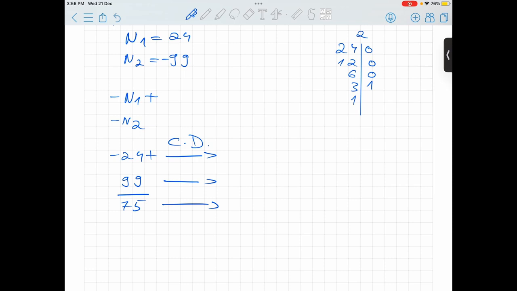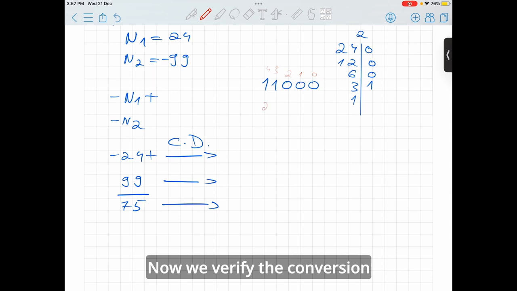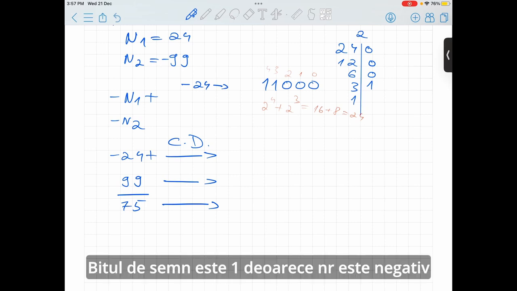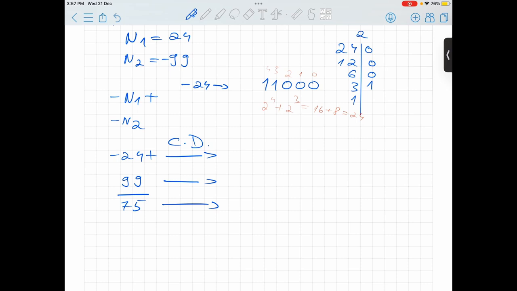Okay, so the result is 1100. So it is equal to 2^4 plus 2^3, so 16 plus 8, it is 24. So the computation is correct. And because it is minus 24, we also have to include the sign bit and also the other bits until we reach 8 bits. So this would be the result. No, sorry, actually this would be the result. So I will rewrite it here.